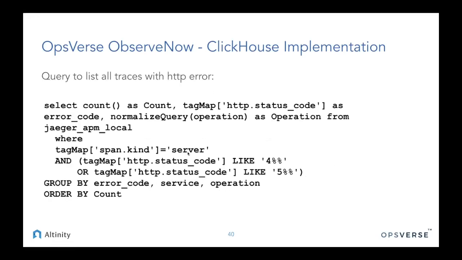And then here is an example. If you want to find out all the spans with HTTP errors in them, then you can go execute a query like this. Very simple, straightforward query. But then we had to do some data transformation in order to get to this point. And we were able to do all of that within ClickHouse itself.